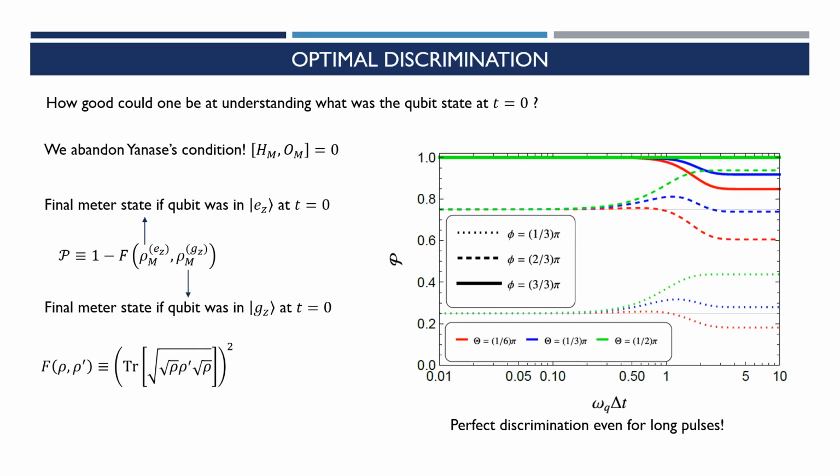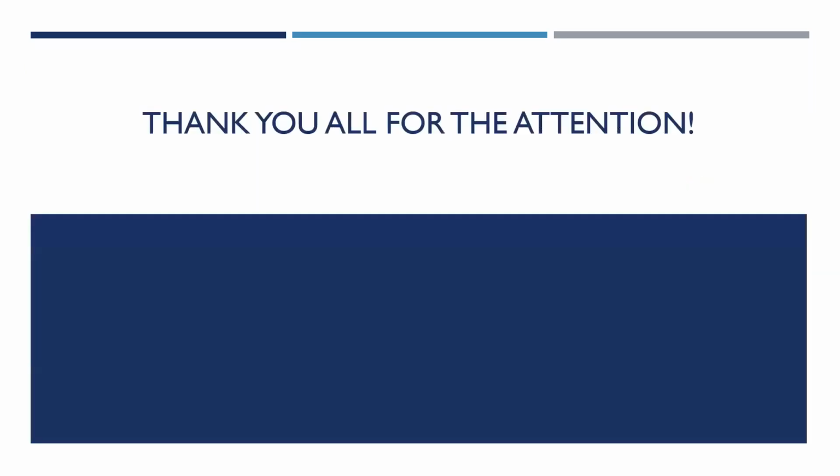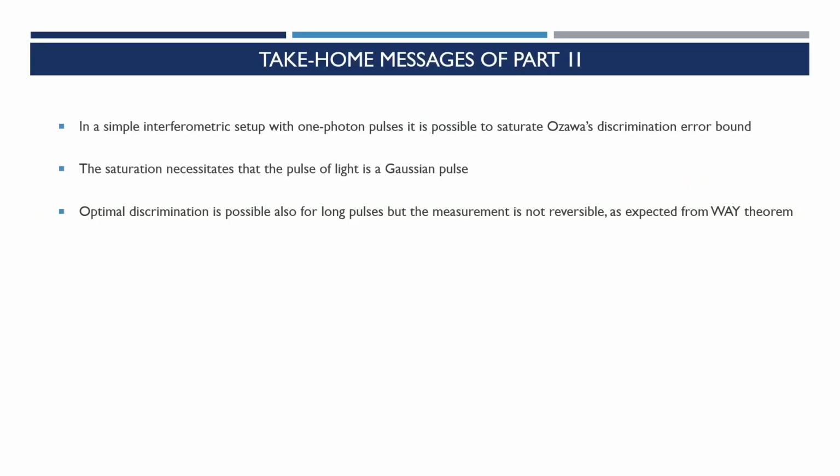Okay, so to recap this second part, we showed a simple interferometric setup in which we can basically saturate this Ozawa's bound with 1 photon pulses. We showed that for the saturation, you need Gaussian pulses to have this saturation of the Ozawa's bound. And we also studied optimal discrimination, showing that it is always possible, but at the cost of reversibility of the measurement, as expected by wave theorem.